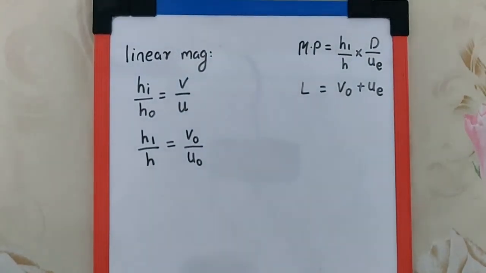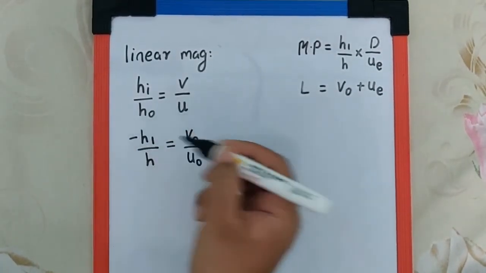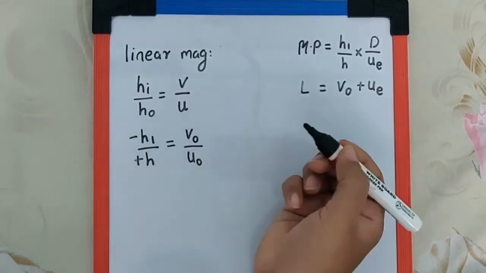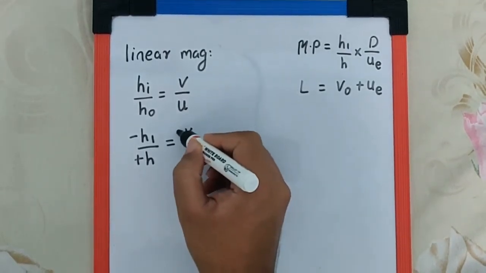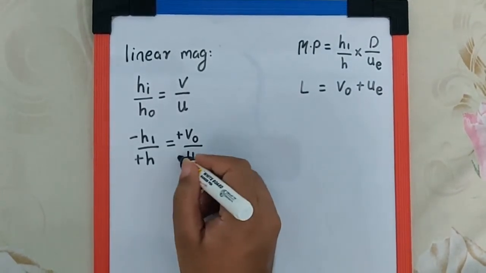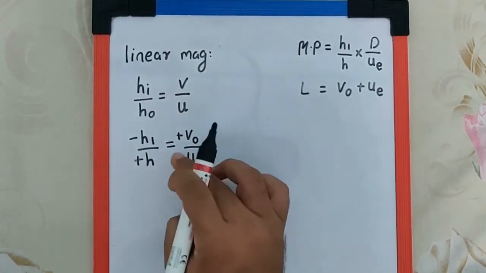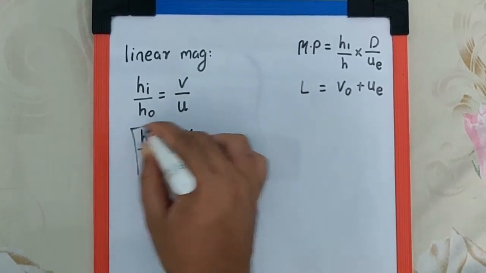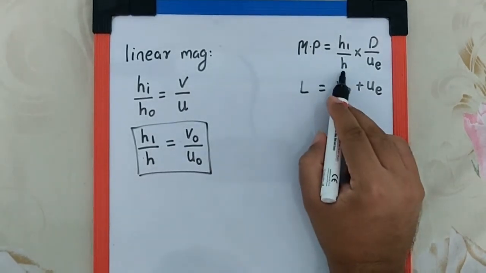Now if you actually put the sign convention also, the image was inverted, so h1 is going to be negative, whereas the object was erect, so h is positive. The image was on the right hand side of the lens, which means the image distance is positive, and the object was on the left hand side of the lens, so UO is negative, which makes everything cancel out and still forms the same equation. And that means we can substitute h1 by h as VO by UO in this equation.